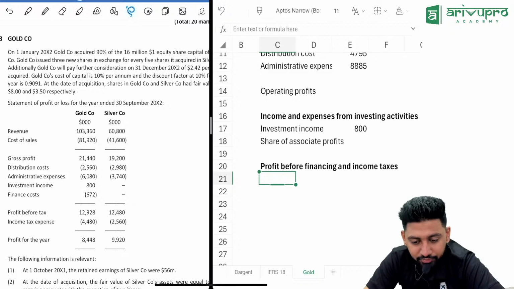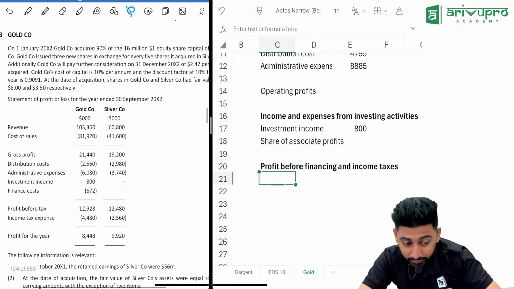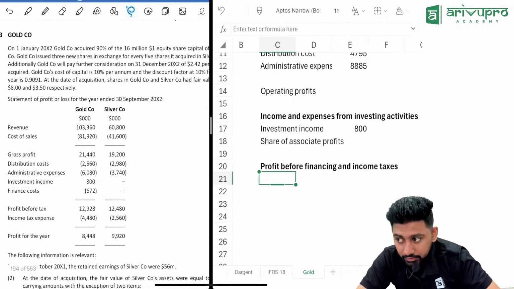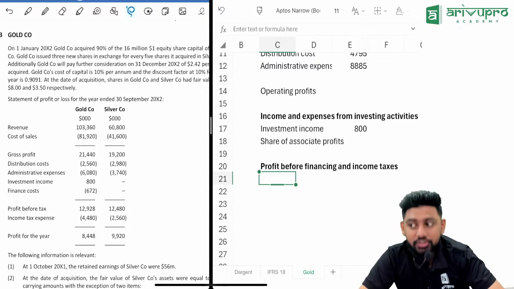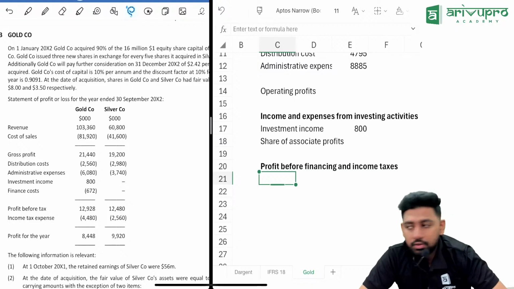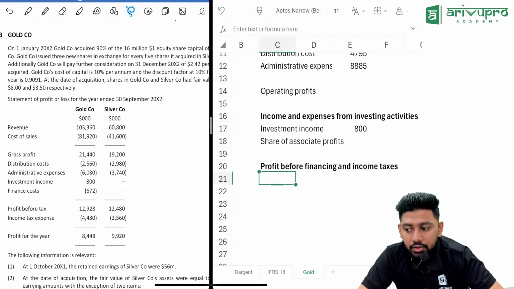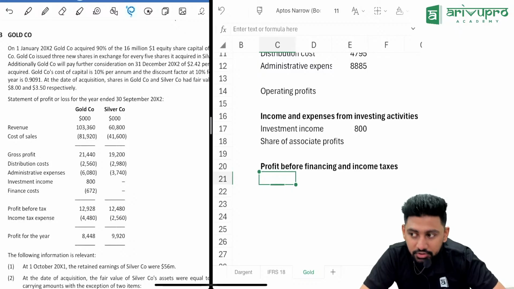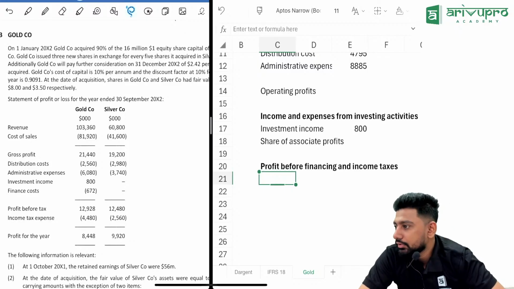Okay, so profit before financing and income taxes. So in the question they are showing it separately, yeah? They're showing it separately. So it's updated. So what you have is 24, 25. So that is not updated. Is updated. It is released.